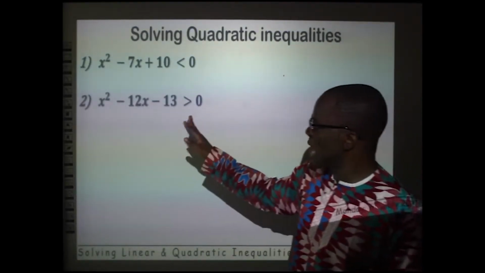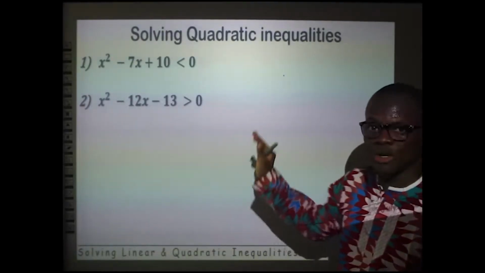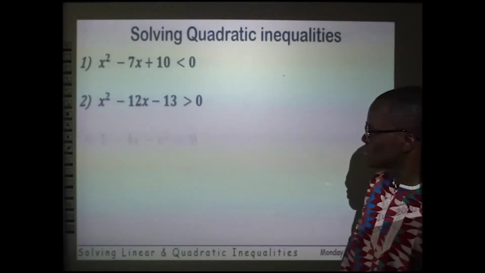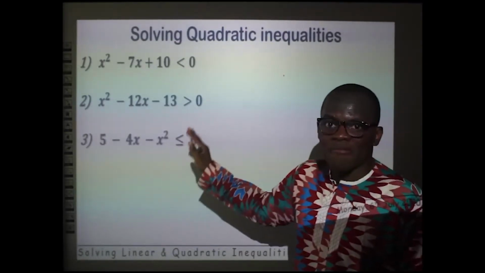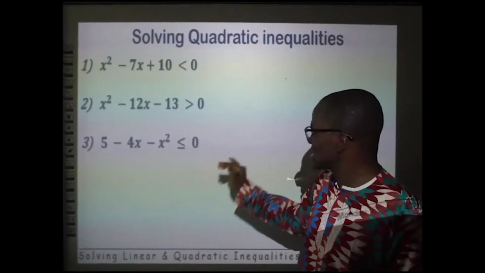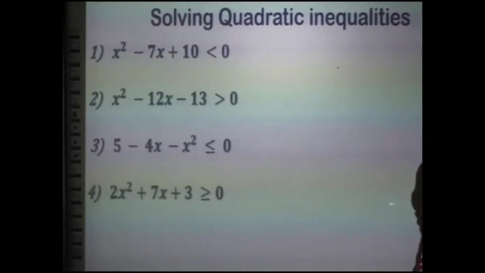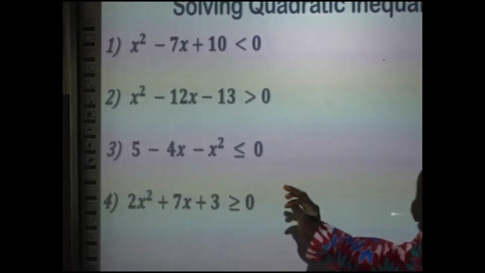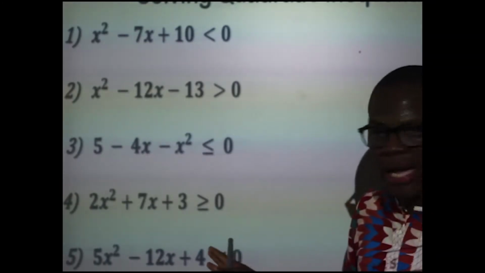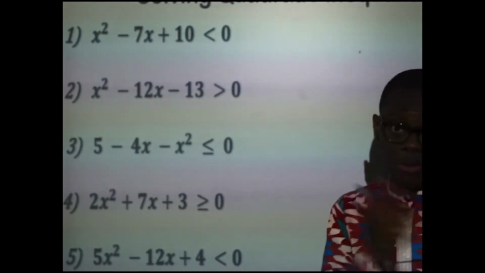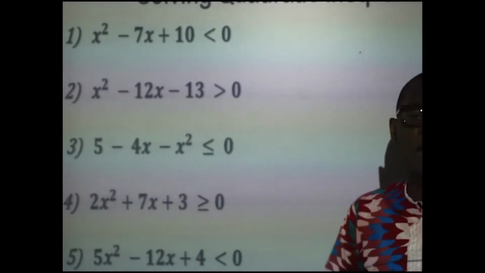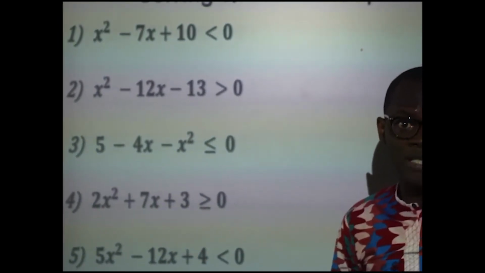Next up, number 2, x squared minus 12x minus 13 is greater than 0. Number 3, 5 minus 4x minus x squared is less than 0. Number 4, 2x squared plus 7x plus 3 is greater than or equal to 0. And finally, number 5, 5x squared minus 12x plus 4 is less than 0. And so those are your 5 questions. I want you to try your hands on those questions and send your answers to my inbox. I'll be waiting for them.